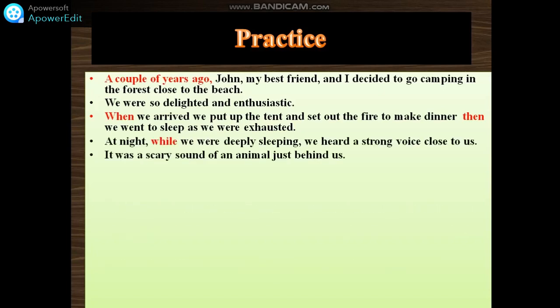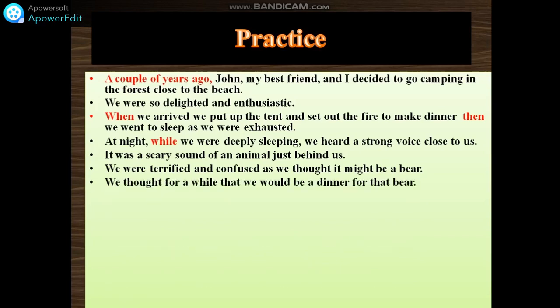At night, while we were deeply sleeping, we heard a strong voice. This is the element of surprise. A strong voice close to us. It was a scary sound of an animal just behind us. Again, you are making suspense here, okay? We were terrified, confused, as we thought it might be a bear. We thought for a while that we would be dinner for that bear.